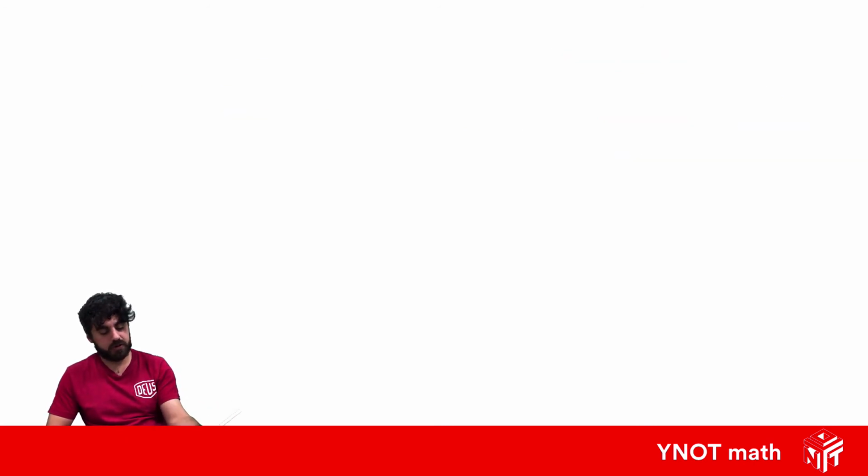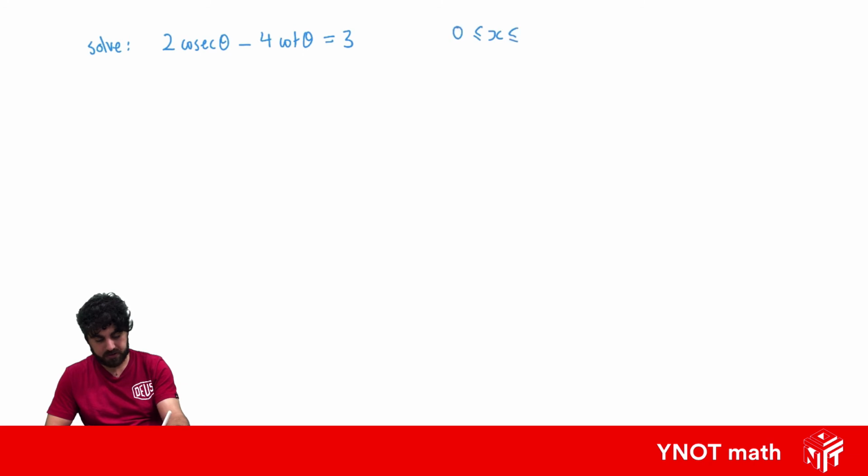Let's look at one more example. We want to solve for x of 2 cosec theta minus 4 cot theta equals 3 in the domain where x is between 0 and 360 degrees.